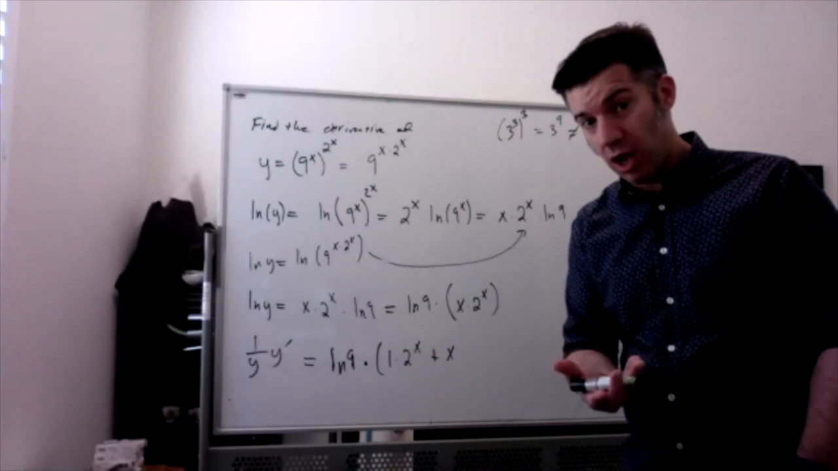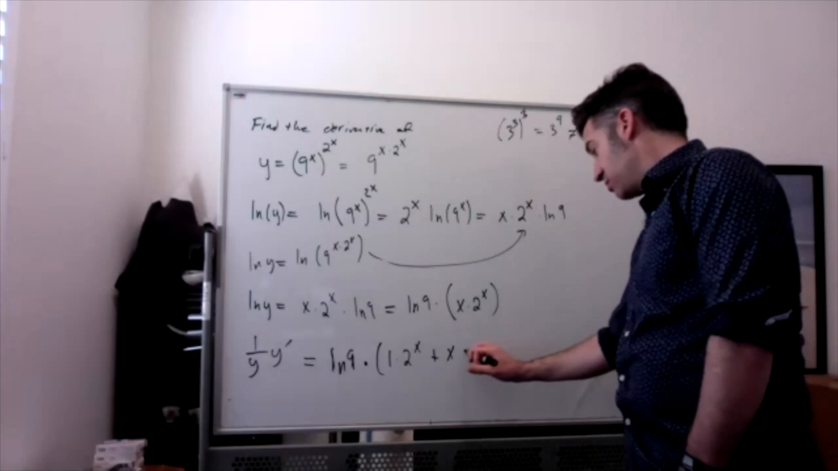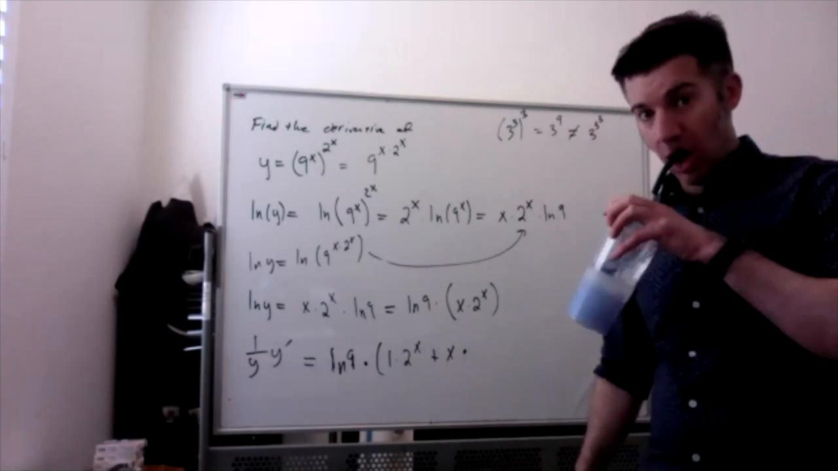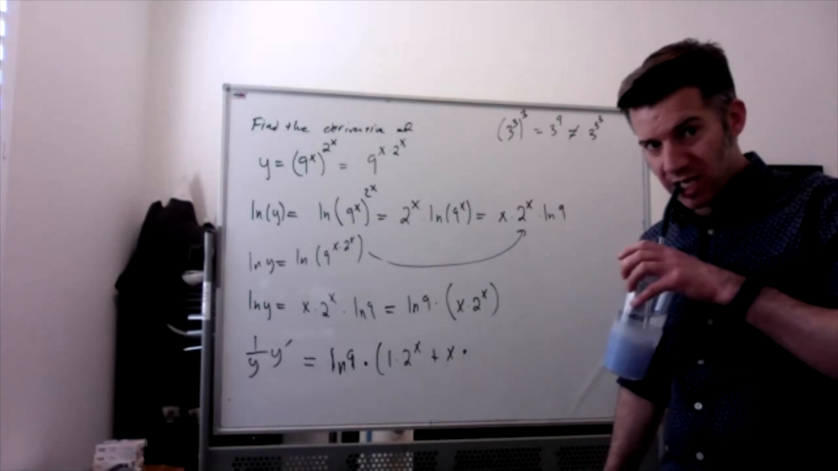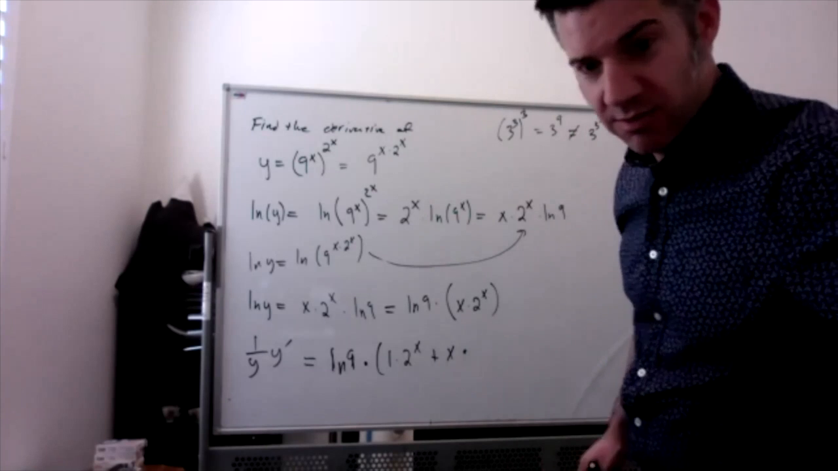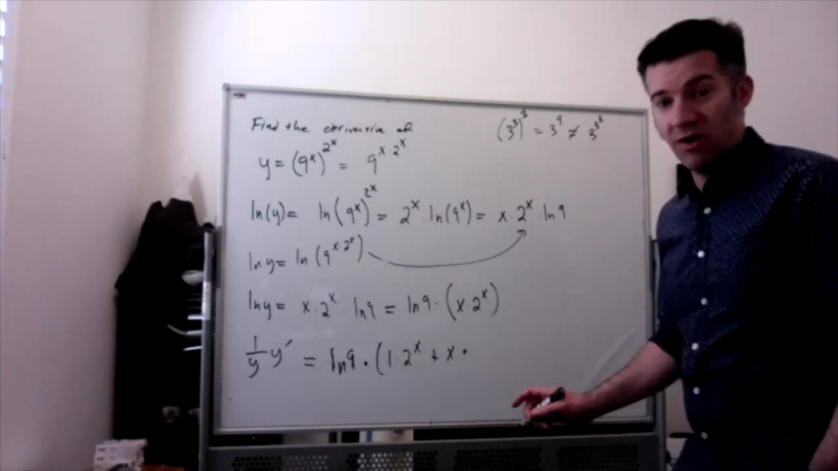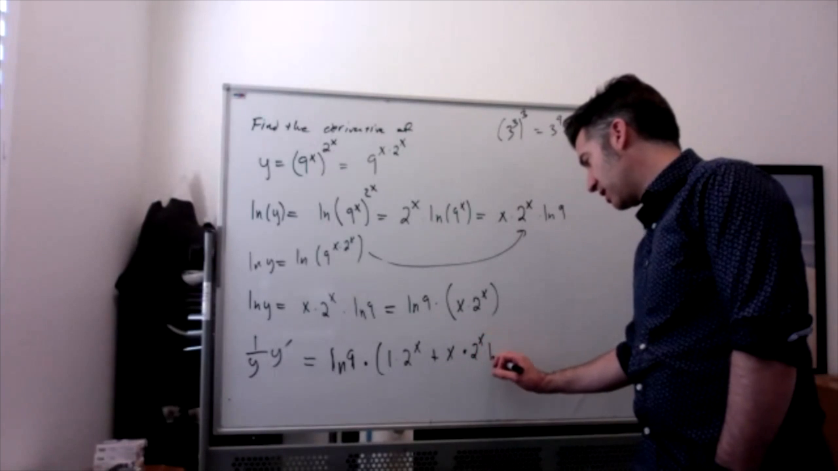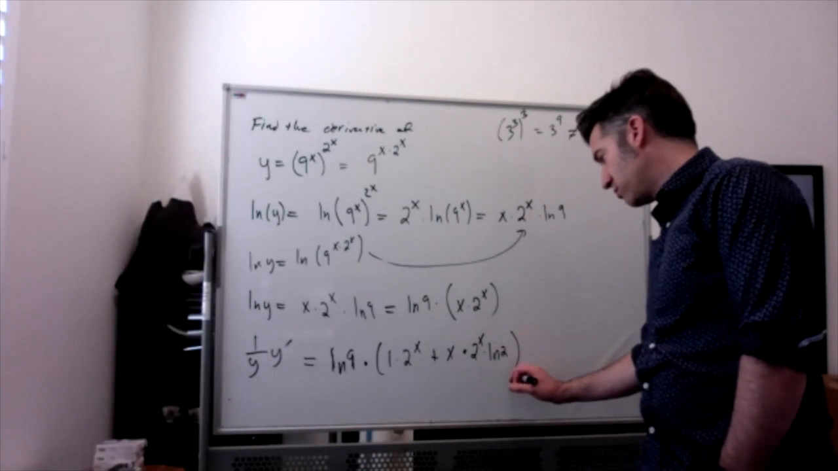It's the one we should know. Anyone want to write it in the chat? You're like, damn, I forgot that one. So derivative of 2 to the x is 2 to the x times natural log of 2.